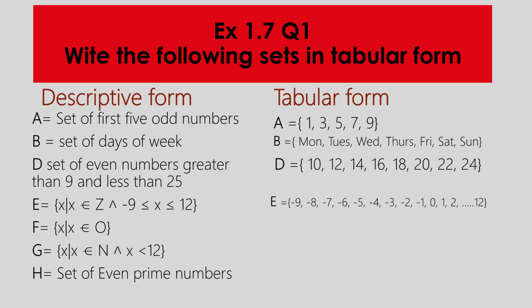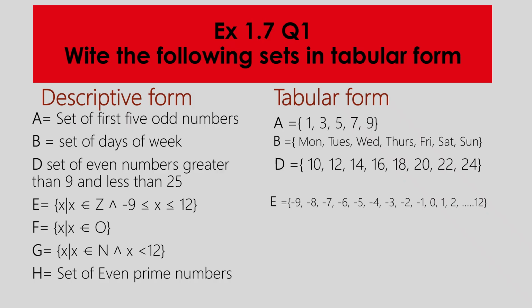Further they are expressing 'and', and this symbol represents 'and'. In the integers, we should write the numbers greater than or equal to -9 and less than or equal to 12. Less than or equal to 12 means 12 is included. So we have to move from -9 to 12. First of all we write all the negative integers, then we have 0 and then 1 up to 12. This is how we can write this set in the tabular or roster form.